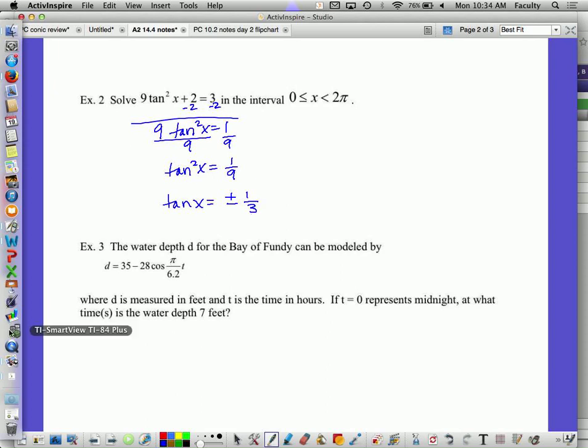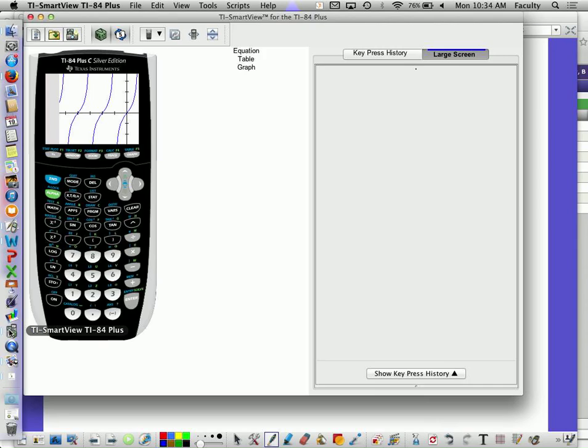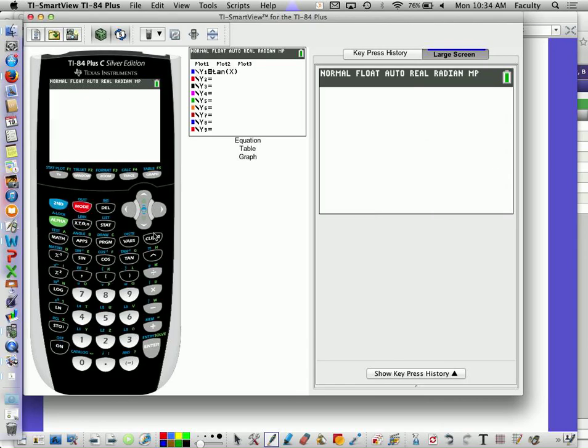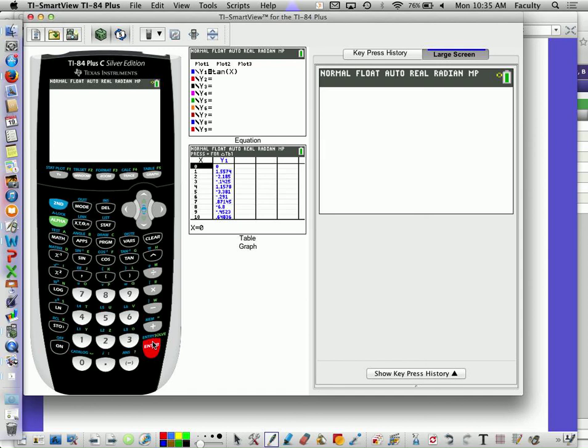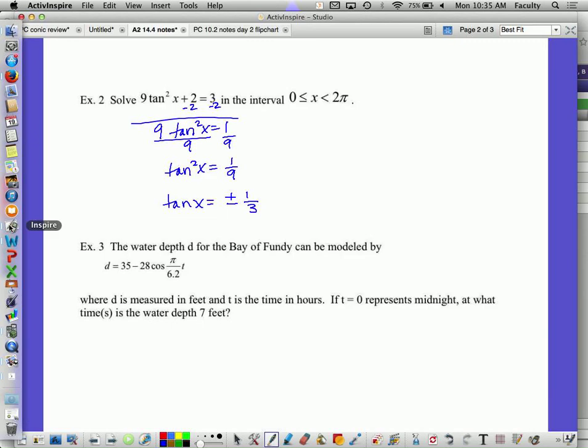Since we want our answers in radians, please check your mode. I'll pull up my calculator screen and check my mode. I'm in radians. And so then I'm going to do inverse tan of 1 divided by 3, and it is giving me a value of 0.322. So this is theta prime, which is 0.322.